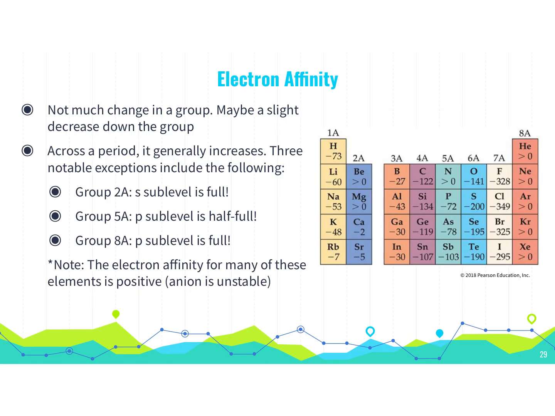Now, unlike the trends we were seeing before, there isn't much of a change as we go down the group. You can see at hydrogen, the electron affinity is minus 73. For rubidium, it's minus 7. That isn't really that drastic. Although if we're going across the period, that's when we see these great differences.